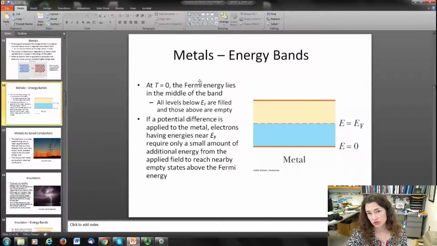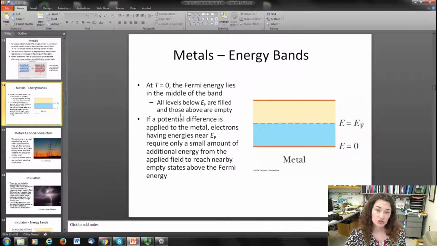Now, at temperatures close to absolute zero, remember we have earlier talked about the Fermi energy, which is the highest occupied energy level at absolute zero. Well, you can think of the Fermi energy level as lying in the middle of a whole bunch of allowed states that the electrons are allowed to occupy. And all levels below the Fermi energy are filled, and all those above are empty.